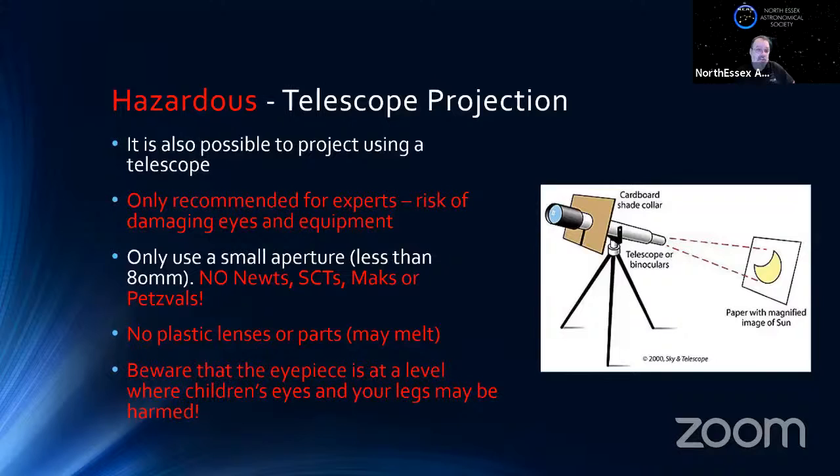You should really only use small telescopes, less than 80 millimeters. Anything bigger than that will gather an awful lot of heat, and it needs to be a refractor. Don't use a Newtonian, don't use an SCT, don't use a Mak, and don't use anything with lenses at the rear end, like high-end petzval-type refractors, because all of those can be damaged by the heat of the sun that's collected inside the telescope. No cheap telescopes with plastic lenses or parts, as they may melt.